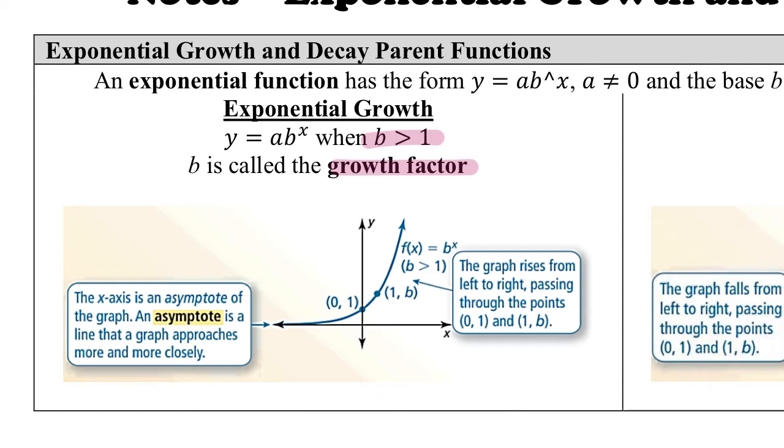Now, these exponential functions have an asymptote at y equals 0. That means that that's a boundary that this graph is not going to cross. So right here at y equals 0 on the x-axis, there is an imaginary boundary line. That means that my function will never reach negative y values.